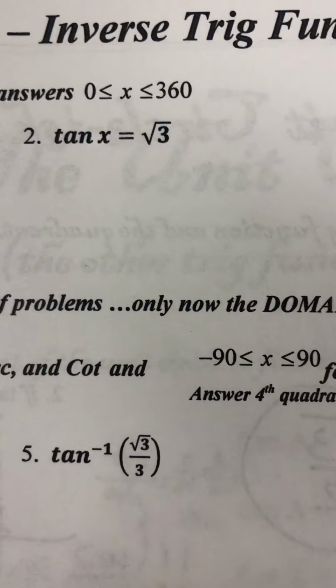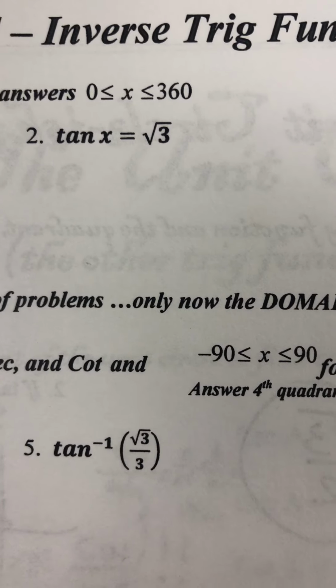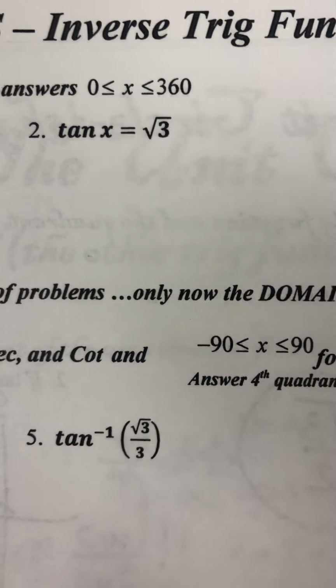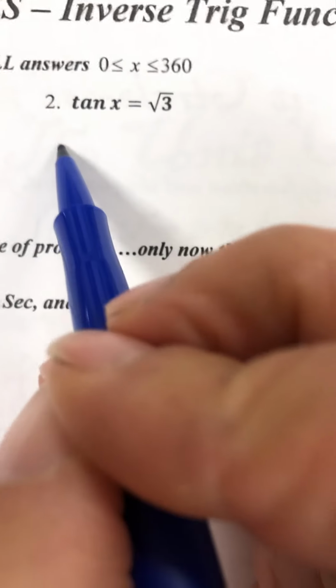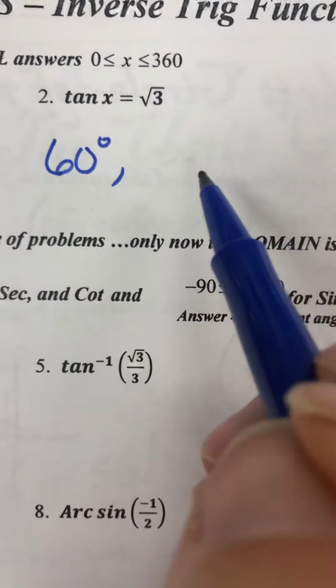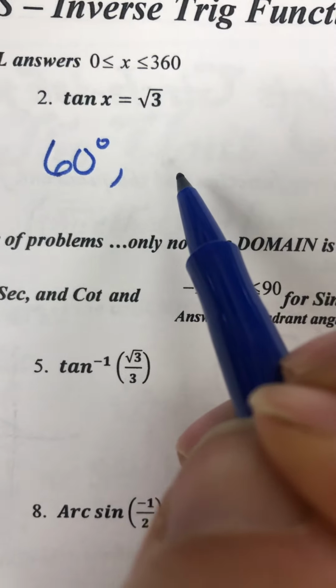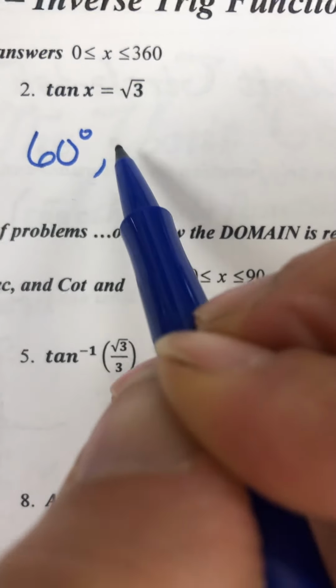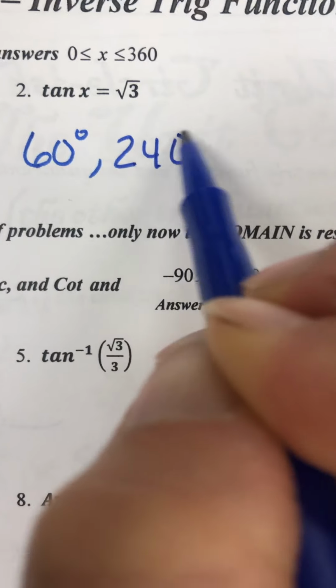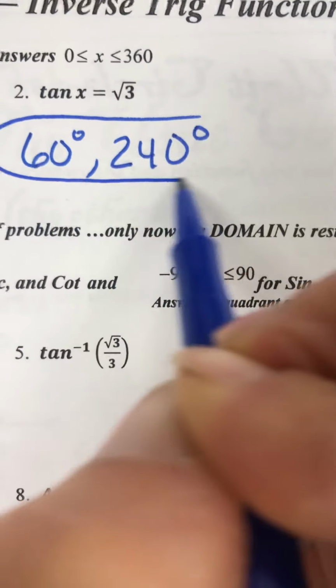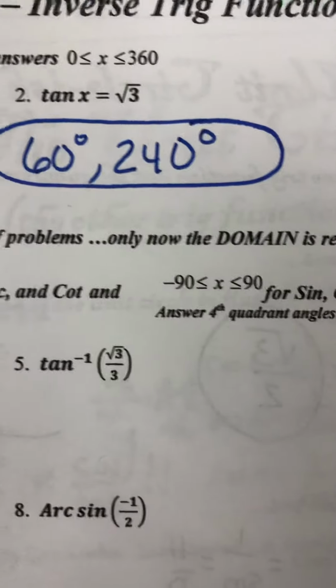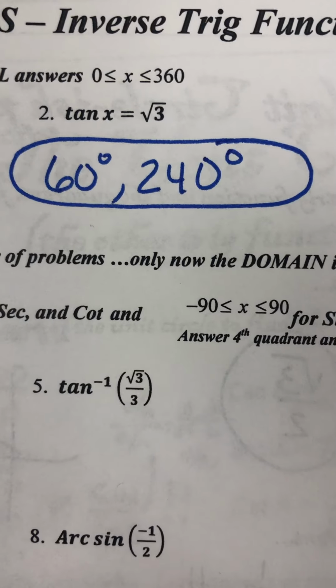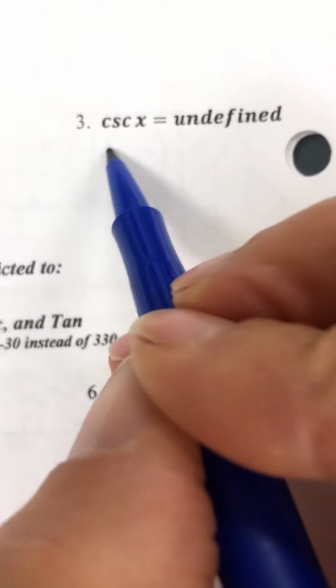A little bit tougher is, can we name two angles that have tangents of root 3? Doesn't a 60-degree angle have a tangent of root 3? Yeah. You've got to think about what other quadrant tangent is positive in. Tangent is positive in the third quadrant. The 60-degree angle's reference angle in the third quadrant is 240. So two answers. Cool.